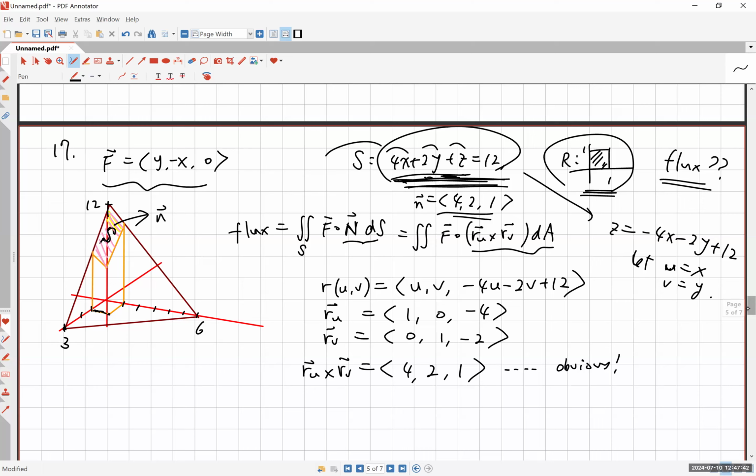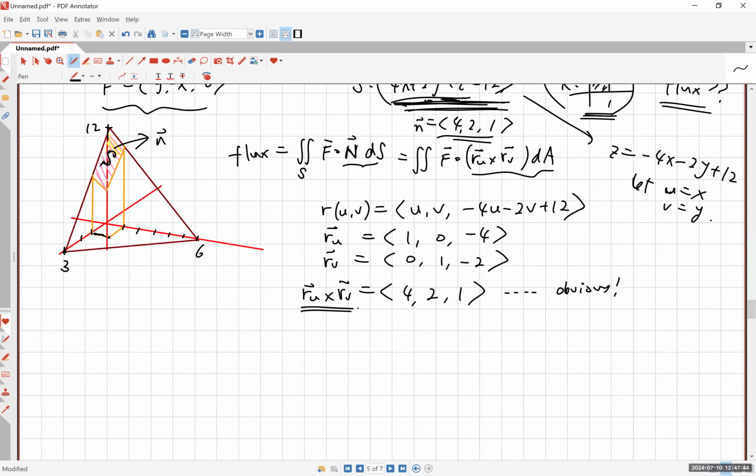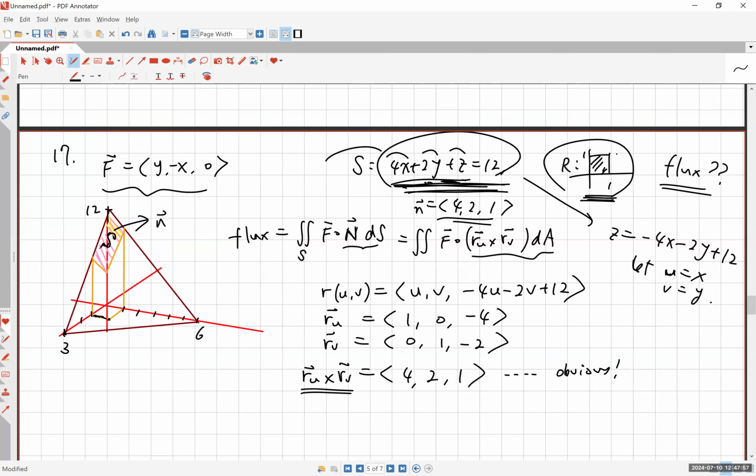That's what the cross product is. The cross product is always perpendicular to the surface at the tangential point. But in this case, it's everywhere the same because S is a part of the plane. And you know that U has to go from 0 to 1, V goes from 0 to 1. Okay, so that's pretty simple.